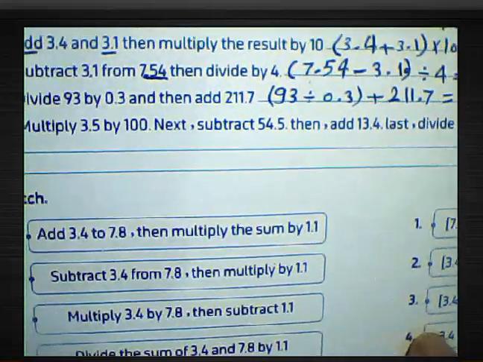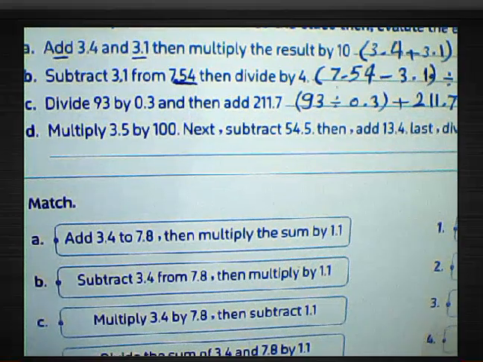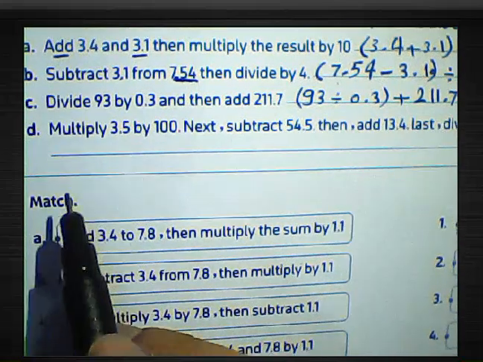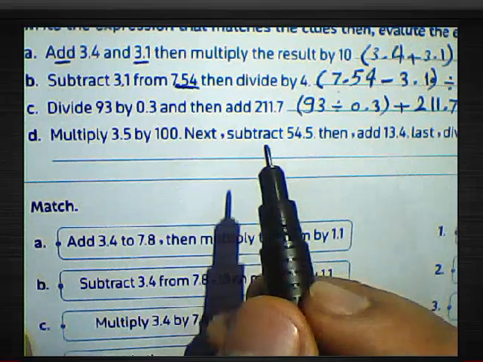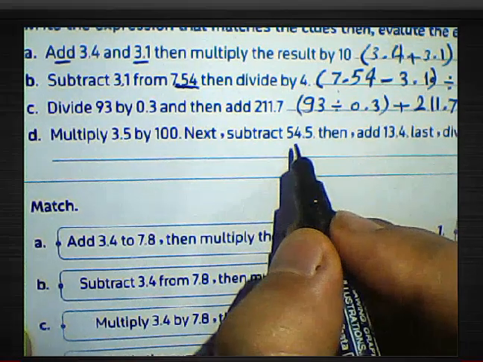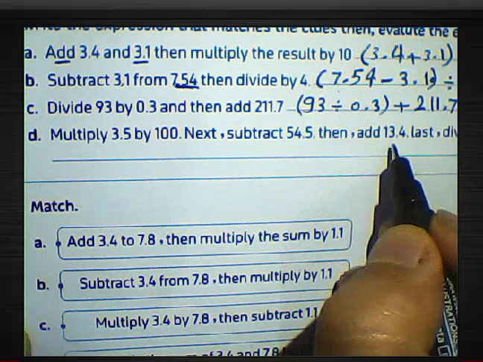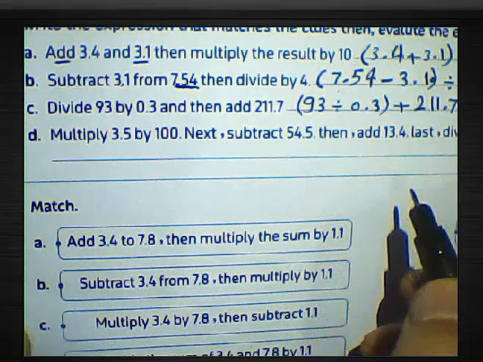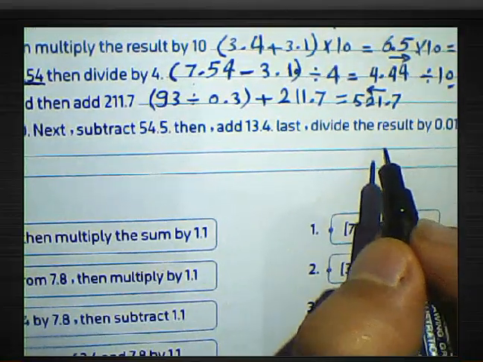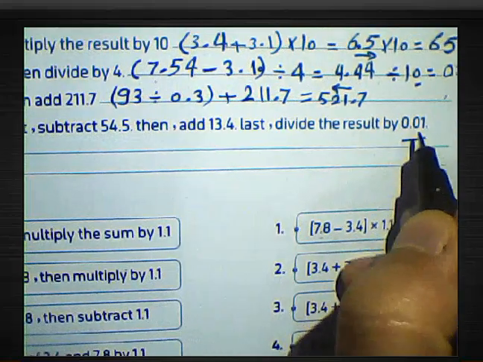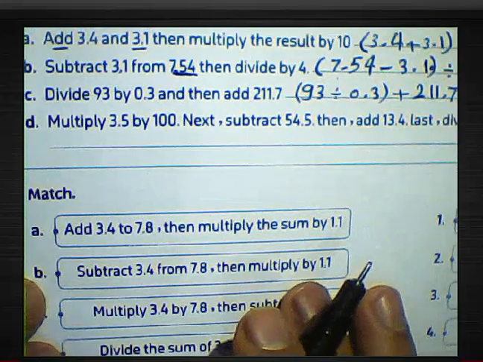Next example, look here at letter D. Letter D: multiply 3.5 by 100. Next subtract 4.5, then add 13.4, last divide by 100. Okay, look at the steps.